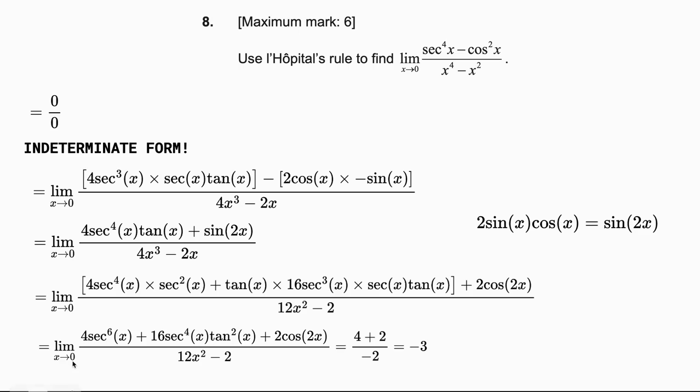So now we can actually plug in 0, which will give us a determinate form. So 4 secant to the 6 of 0 is just 4. If we plug in 0 over here, we get tan squared of 0 times 16 secant to the 4 of 0, which is just 0. And then 2 cosine of 0 is just 2, so we get 4 plus 2. And then we plug in 0 over here, this becomes 0, and then we get negative 2 over here. And then 4 plus 2 is 6, divided by negative 2 gives us negative 3, which is our final answer.